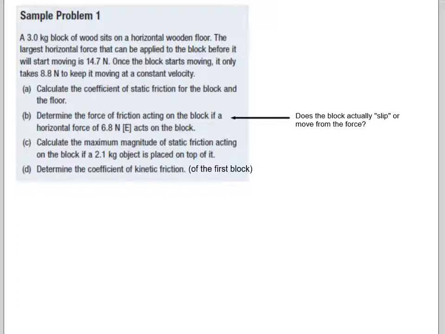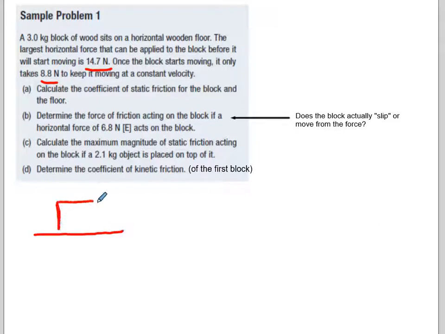All right, so let's try a problem. A 3-kilogram block of wood sits on a horizontal wooden floor. The largest horizontal force that can be applied to the block before it starts moving is 14.7 newtons. Once the block starts moving, it only takes 8.8 newtons to keep it moving. So that's really important. Calculate the coefficient of static friction for the block and the floor.